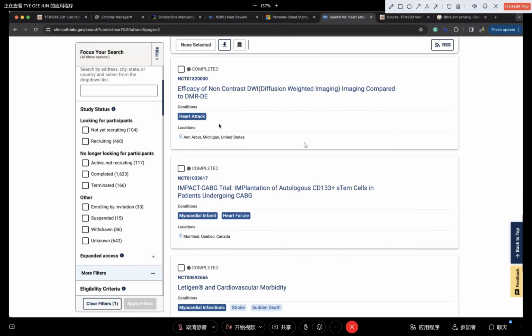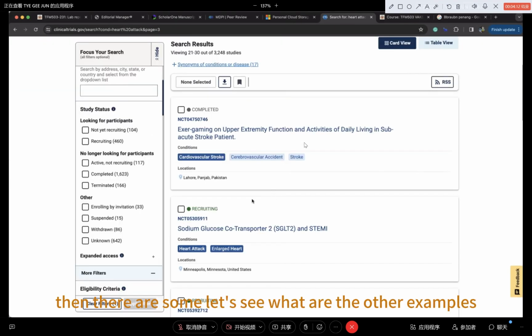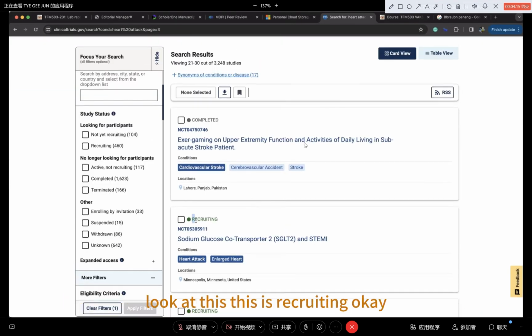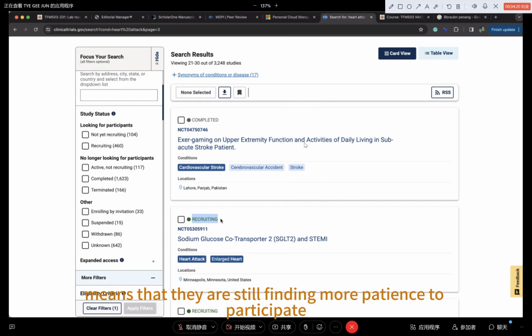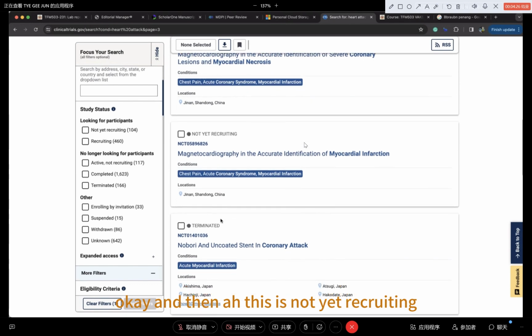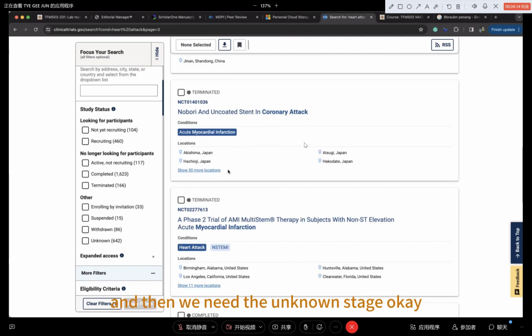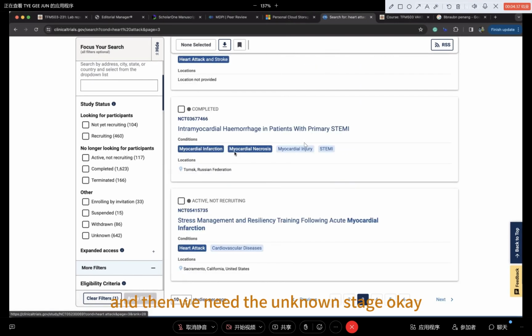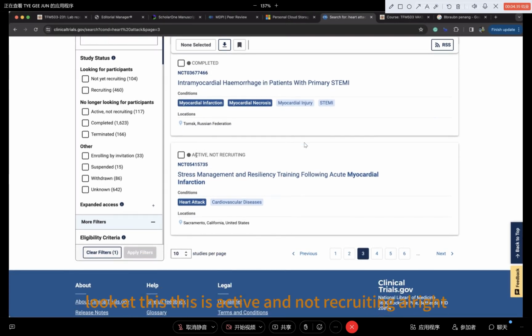Okay, and then there are some. Let's see what other examples are available. Yeah, okay, look at this. This is recruiting. Recruiting here means that they are still finding more patients to participate. And then this is not yet recruiting, which means this is relatively new. This one is in Jinan, Shandong, China. And then terminated, unknown status. Okay, look at this. This is active, not recruiting. So this one here means that the clinical trial is ongoing, but they don't recruit anymore.